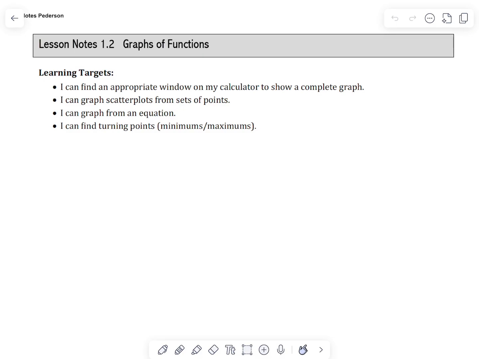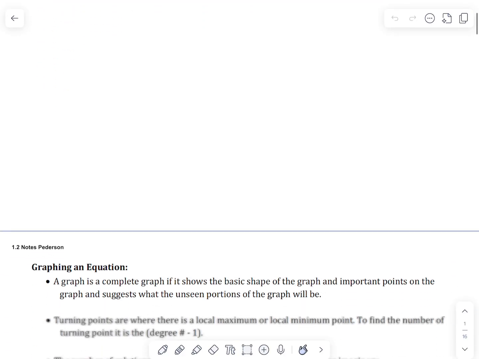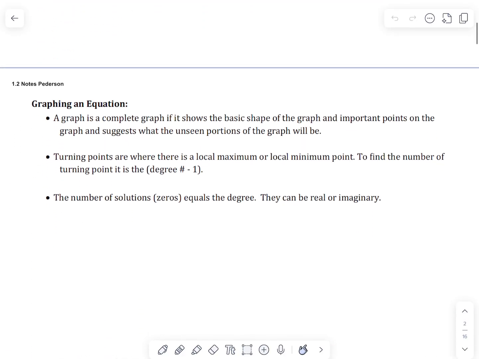All right, this topic is on graphs of functions. To graph a function, we want to make sure you have a complete graph that shows the basic shape of the graph, important points on the graph, and suggests that the graph has the unshown portions.